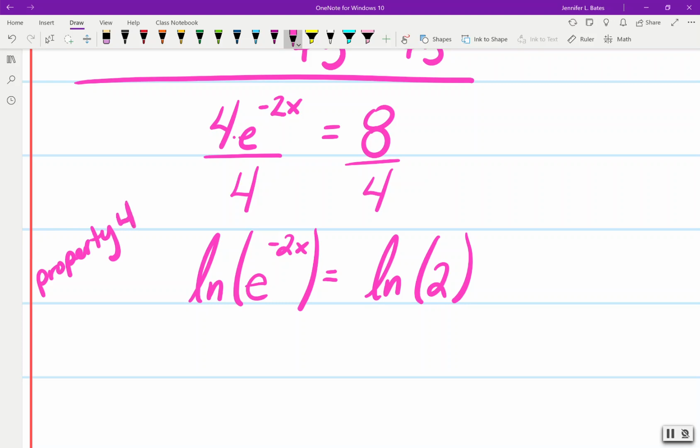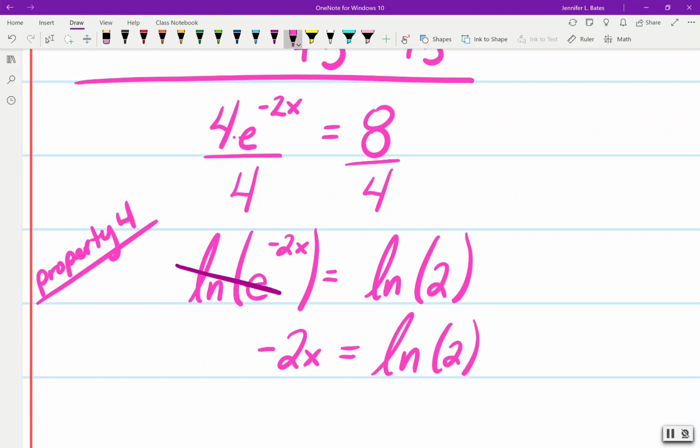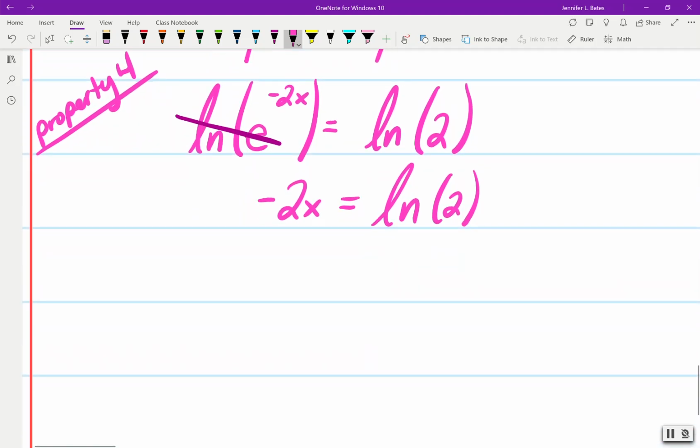So this is property 4. If I take the natural log of e, natural log and e get rid of each other. And I'm left with negative 2x is equal to the natural log of 2. So property 4 says the natural log of e, those two things get rid of each other. So I've got negative 2x is equal to the natural log of 2. How do I get x by itself? Divide by negative 2.